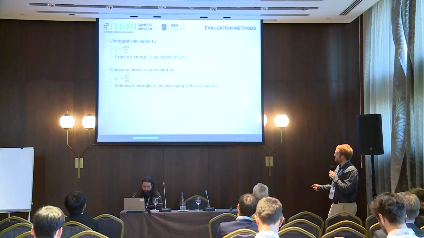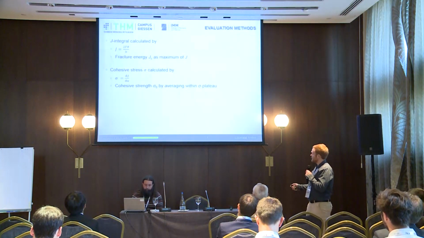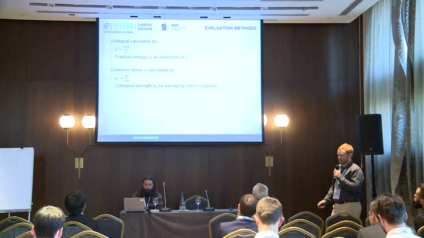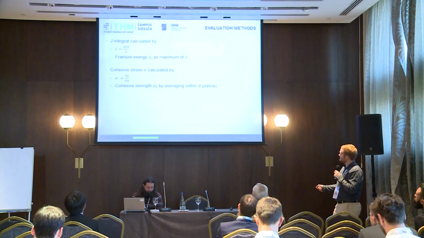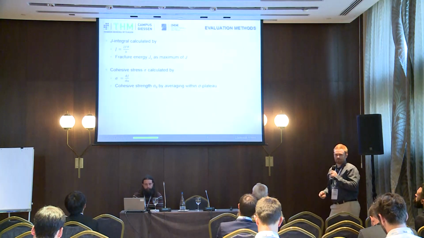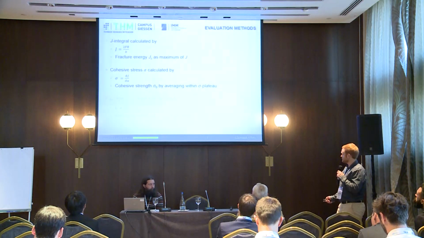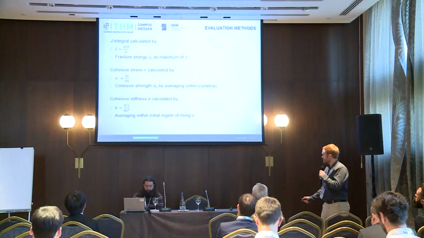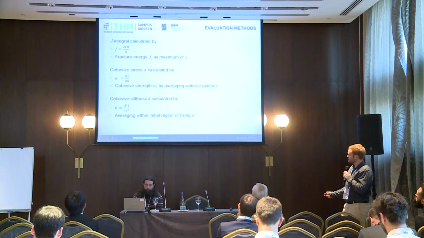The cohesive law we calculated by applying the Bao and Suo ductile crack model, by the first derivative of J with respect to crack opening displacement. The second cohesive law parameter, the strength sigma 0, was calculated by averaging over the resulting sigma plateau. And this is the last parameter, the cohesive stiffness K. It was calculated by the second derivative, and we averaged here within the initial region.